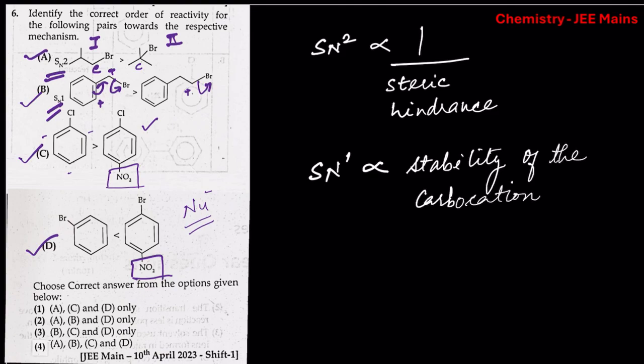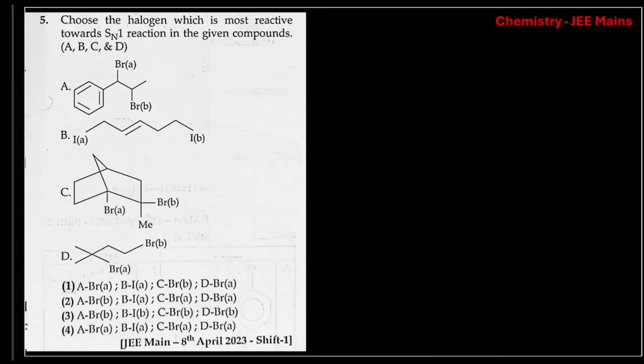Now since the order of reactivity shown in all the options A, B, C and D are correct, so here the correct option is option 4. Next question. Choose the halogen which is most reactive towards SN1 reaction in the given compounds.